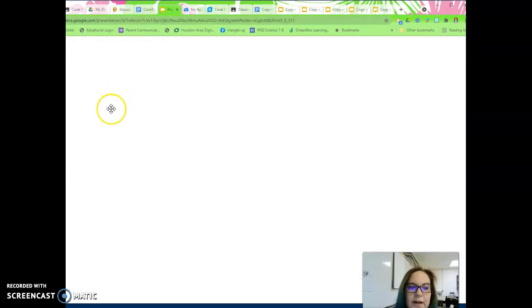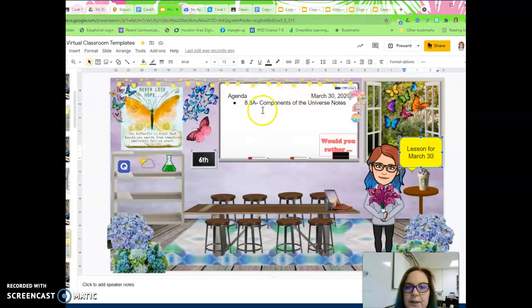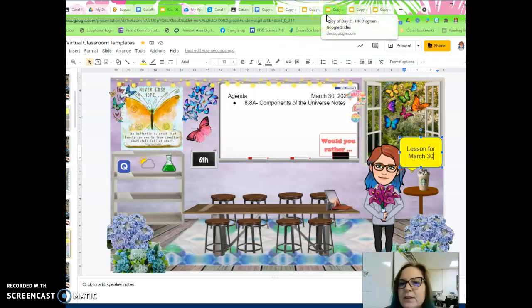Good morning, everybody. So today we're going to be starting our very last unit, which is talking about things within our galaxy and universe and solar system and everything. So we start by talking about the components of the universe. We're going to be looking at some notes with that, and we are borrowing from someone again with the way that they had theirs styled, so it'll look familiar in terms of what we did last time.